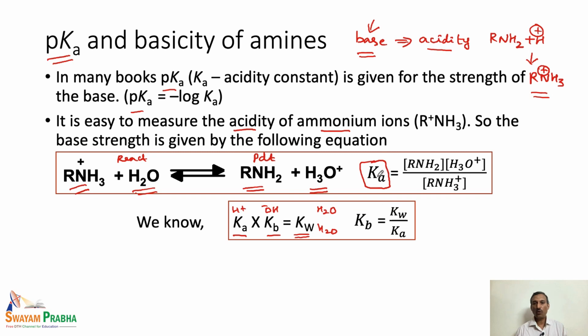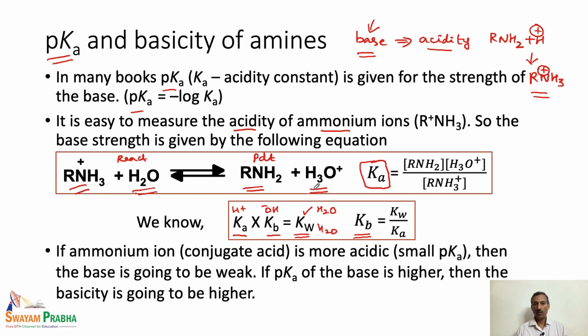So, once we know the Ka and we already know Kw, from that we can calculate the Kb for that particular species. The Kb can be calculated as Kw by Ka. So, in other words, if the ammonium ion, that is the conjugate acid, is more acidic, then whenever we talk about acidity, a smaller pKa means it is going to be a stronger acid, and based on that we can extend that.